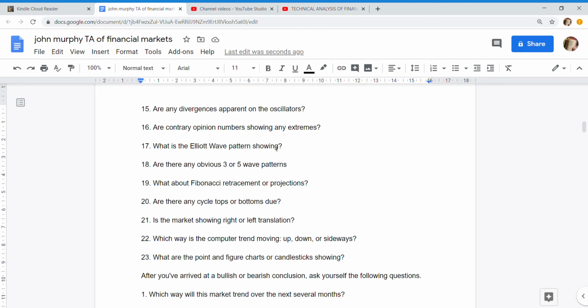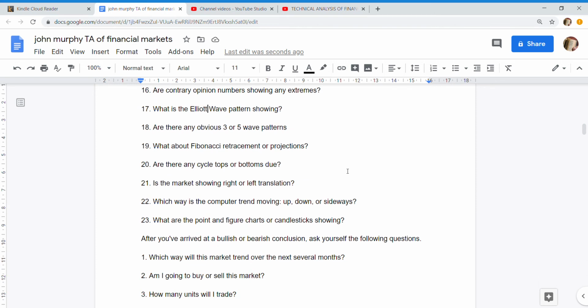20. Are there any cycle tops or bottoms due? 21. Is the market showing right or left translation? 22. Which way is the computer trend moving, up, down, or sideways? 23. What are the point and figure charts or candlesticks showing?